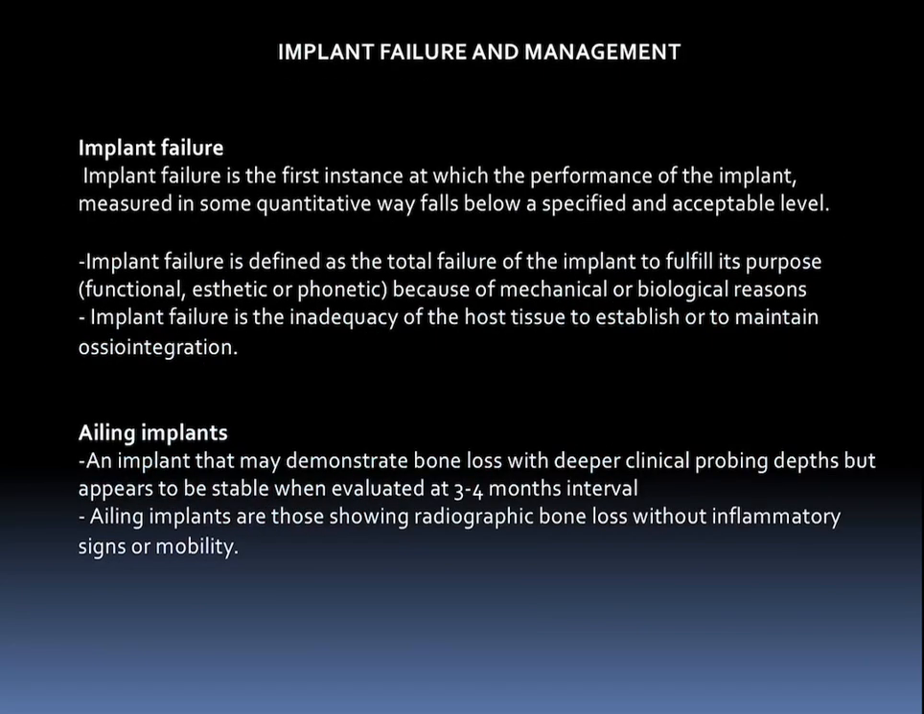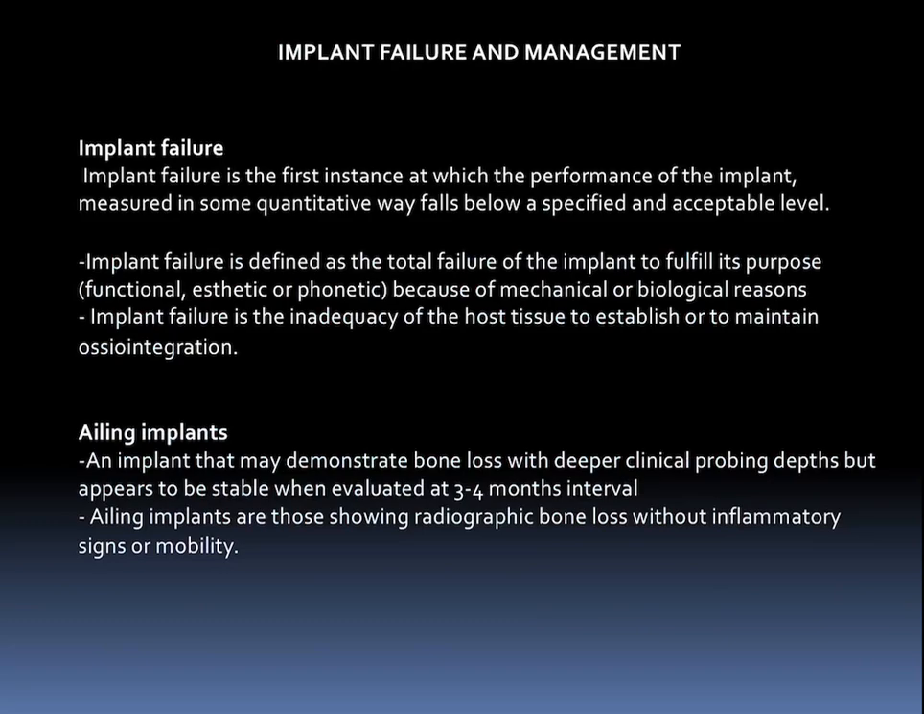Now, when we talk about implant failure and management, implant failure can be identified when we see various factors like mobility, crestal bone loss, pain or paresthesia near the implant, or if whatever function we need is not reached, we can say that the implant has failed.